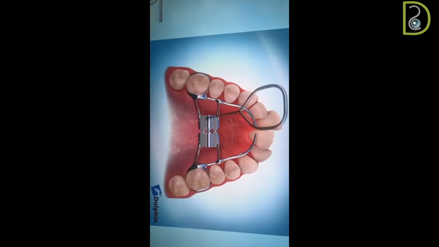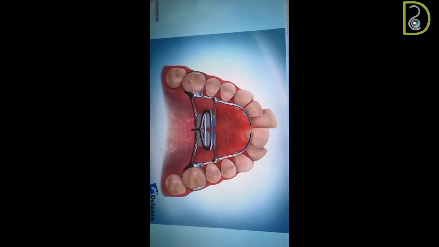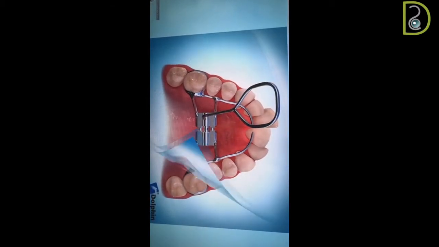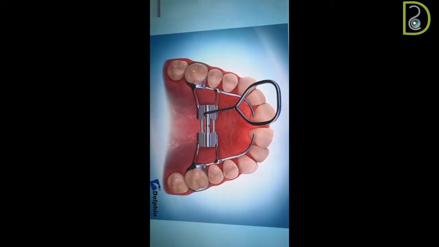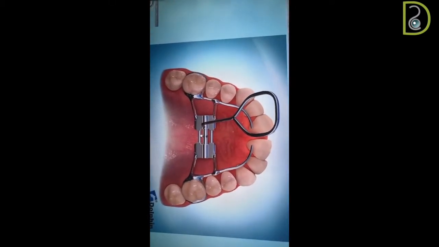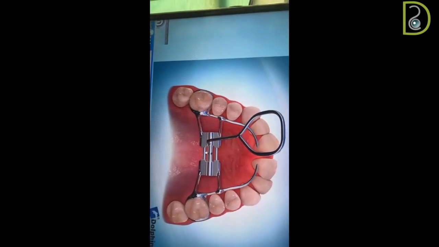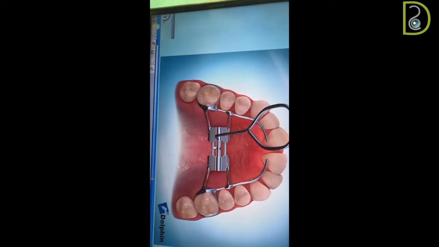And we ask the mom or the father to turn this appliance 1 turn per day for 4 weeks. So after 4 weeks, you have turned this 28 turns. Each turn gives you a half millimeter. For 28 turns, it's 7 millimeter.